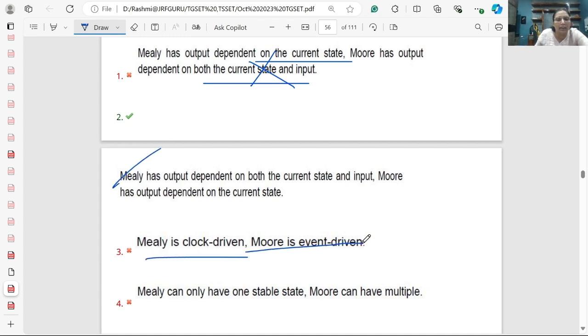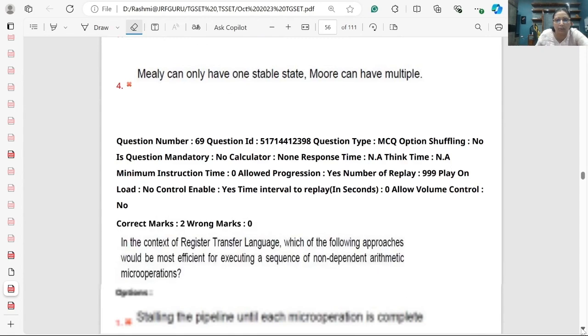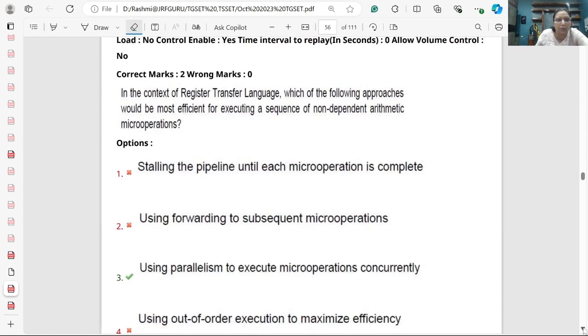Mealy and Moore are event driven, clock driven? No, they are input driven. Input and state. Okay. Now we have the next question.